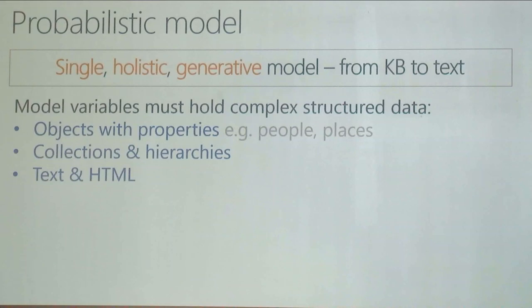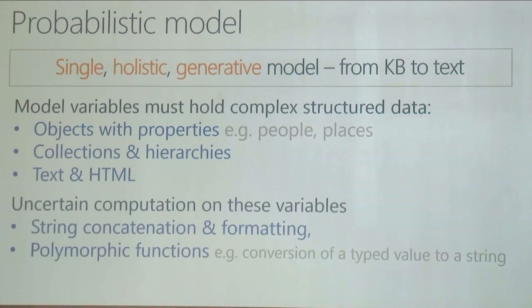First of all, the variables in this model are complex. So variables that represent entities such as people or places are structured objects consisting of strongly typed properties. We want to be able to model properties whose values are collections or whose values are hierarchical data. And of course, we need string variables, text variables in our model.